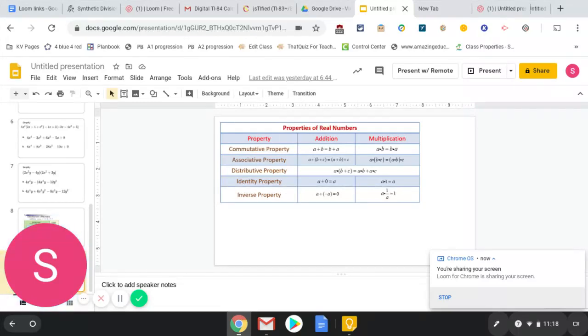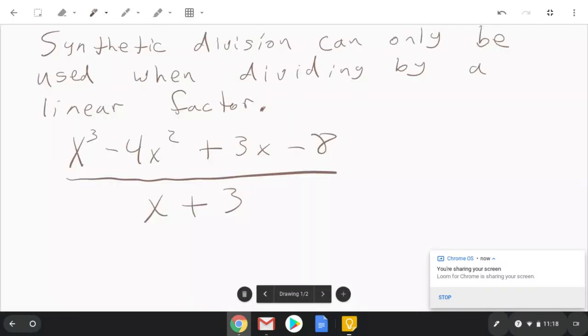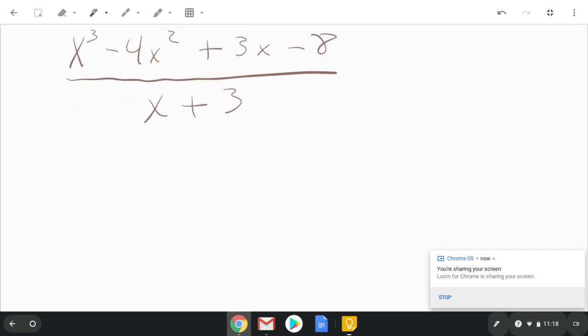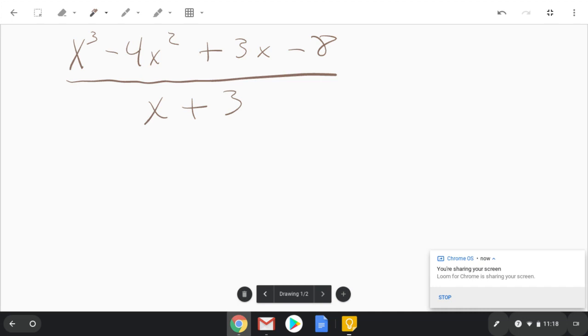Well, if you are fed up with polynomial long division, you might like synthetic division. The only problem with synthetic division is that you can only do it whenever you're dividing by a linear factor. So it's got to be something x plus or minus something else. It takes the polynomial long division process and streamlines it so it works out quicker. All right, here's your example.